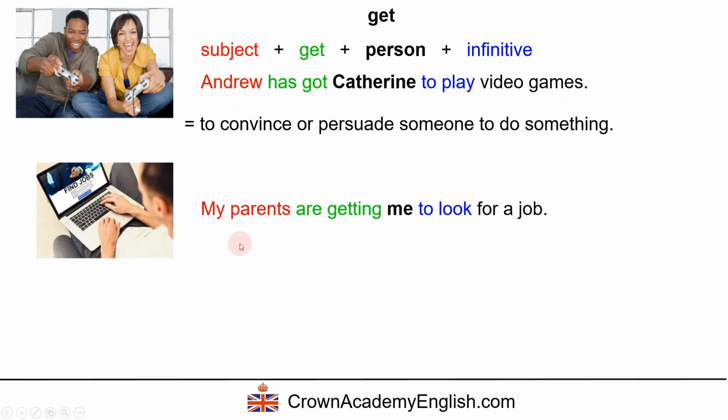My parents are getting me to look for a job. So this simply means my parents are persuading me to look for a job. They are convincing me to look for a job. It can also mean encourage as well. My parents are encouraging me to look for a job. Okay? So here we have the present continuous. And again, it's always the infinitive, to, followed by the base form of the verb.